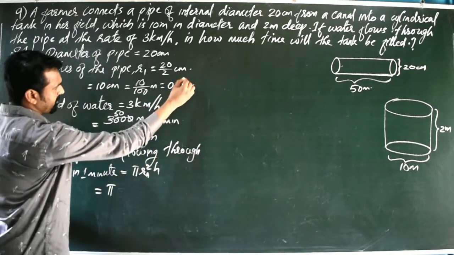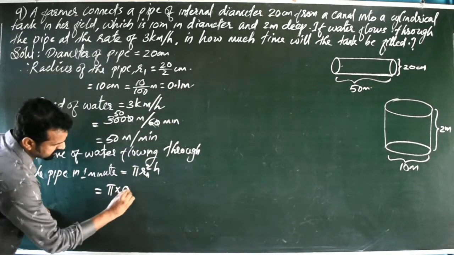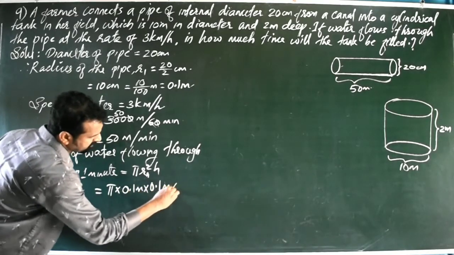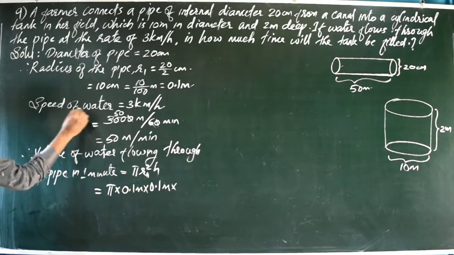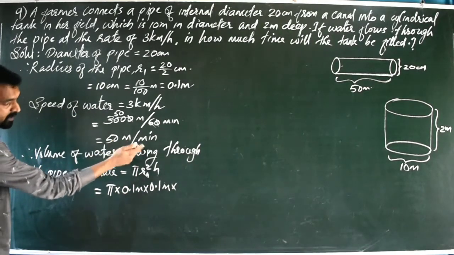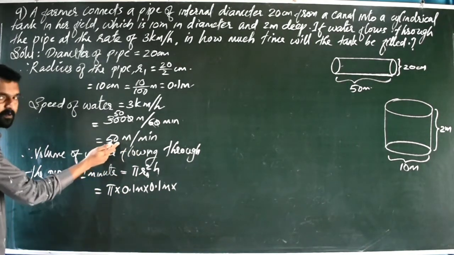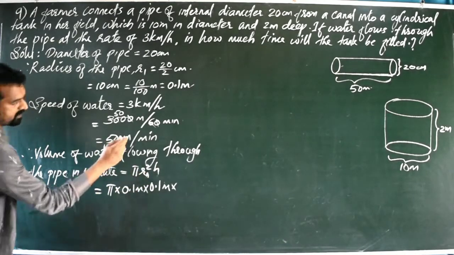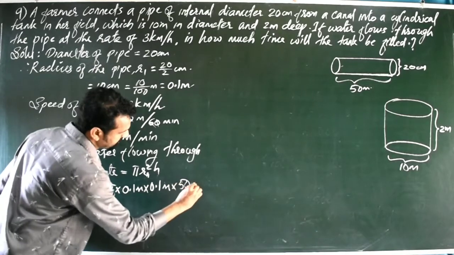r1 is equal to 0.1 meter, so 0.1 meter into 0.1 meter, into height h. That we will take as 50 meter per minute. In 1 minute it will cover 50 meter. That is the height of that pipe. So height is equal to 50 meter.